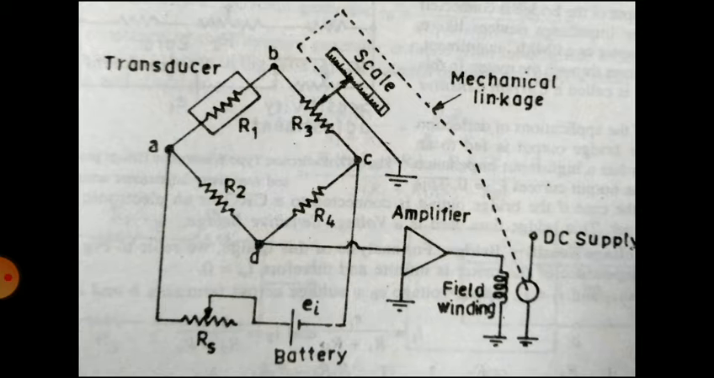The motor is coupled to the moving contact with a mechanical linkage. You can see with the help of the mechanical linkage, there is a scale and there is a moving contact. The movable contact is actuated so as to reduce the unbalance. So to balance the bridge, R3 has to be adjusted according to the error voltage. In this case, resistances R2 and R4 are fixed and R3 is made variable.